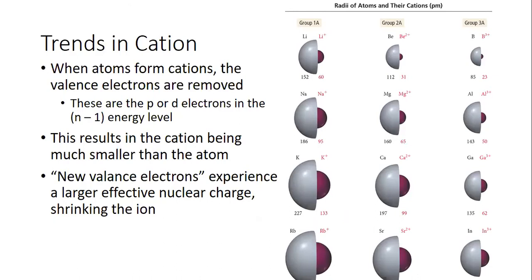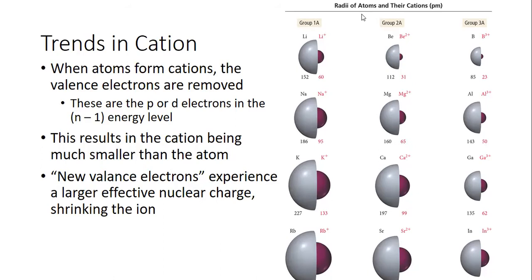Now, what we're going to look at is how atoms and ions, how their sizes can change. So first, we're going to look at cations. Remember, a cation is positive. And what happens for a cation is that you are taking electrons out of the shell that is furthest away from the nucleus. And generally, you will take all the electrons out of that shell until you are like a noble gas.